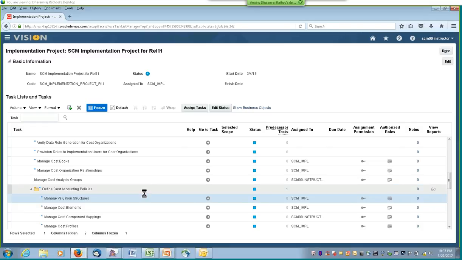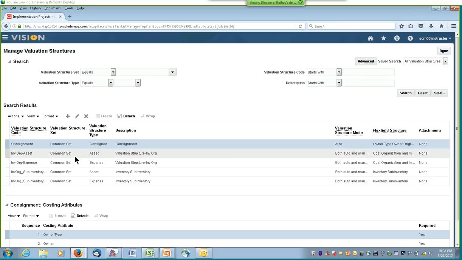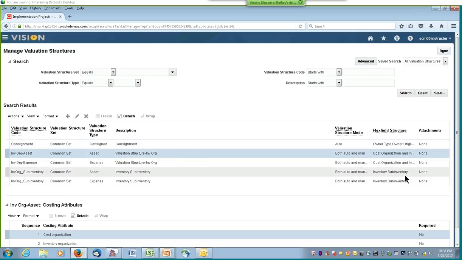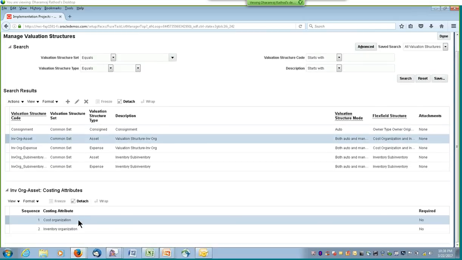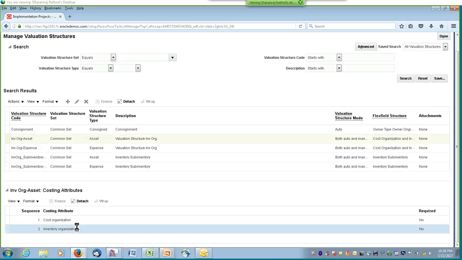Within that valuation structure, you can specify your inventory attributes. In this case, it says inventory organization. The cost organization is mandatory, meaning this first entity, and within that you will have your inventory organization. So this is your inventory control attribute, because using this valuation structure, you would identify at what level you want to store the quantities and cost.